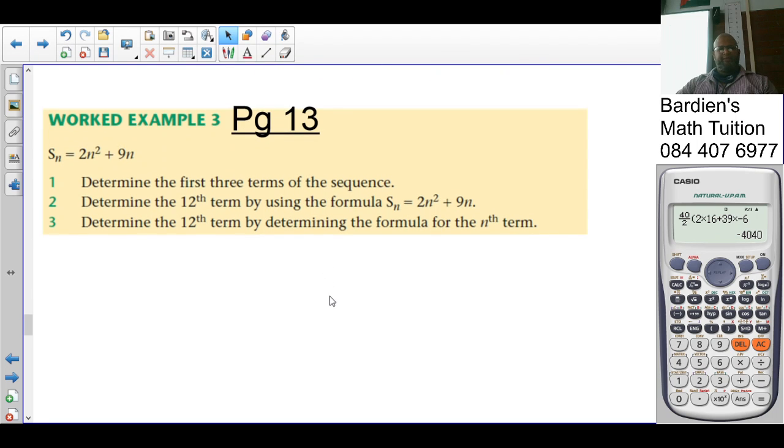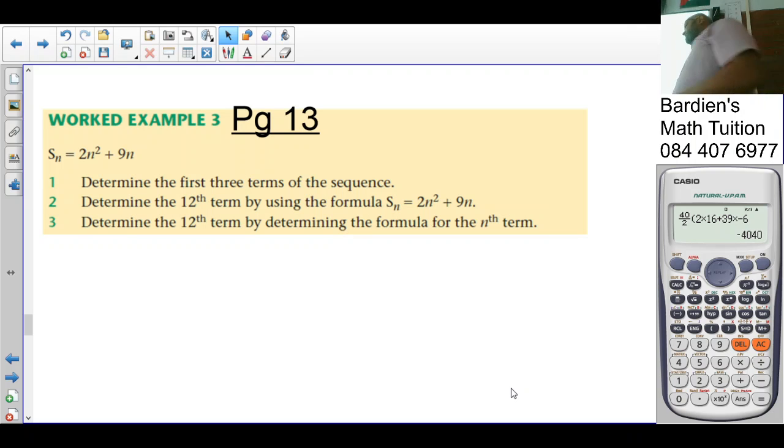Okay. So now we have the sum of n terms is equal to 2n squared plus 9n. The question says find the first three terms of the sequence. Remember here we got given Sn. They want you to work out the first three terms. If it was given as Tn is equal to 2n squared plus 9 or whatever, and it was a general term, then I would have substituted term 1, term 2, term 3. Not so. However, here we have the general term for the sum of sequences. There is a difference there.